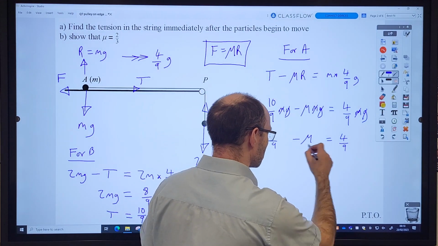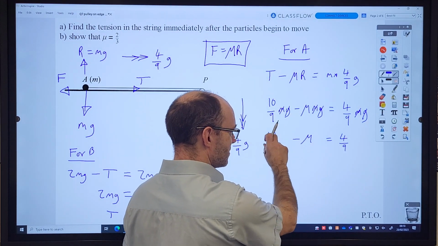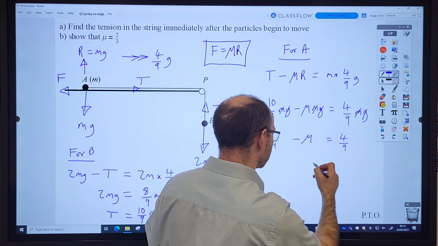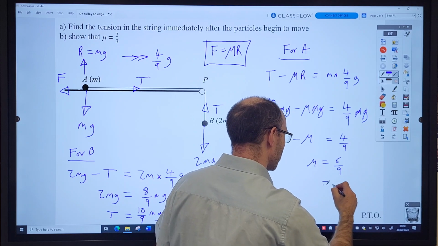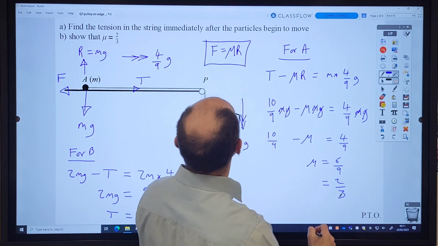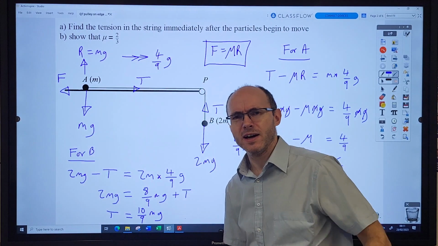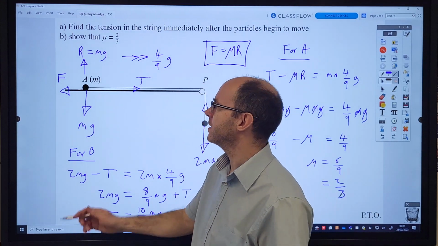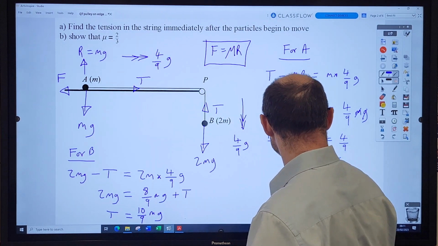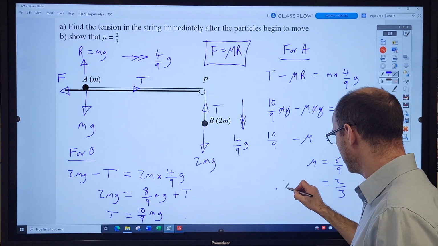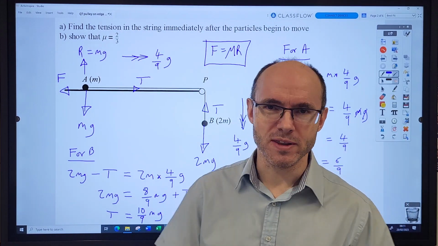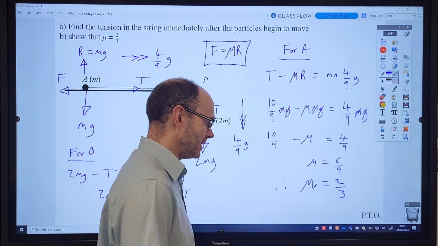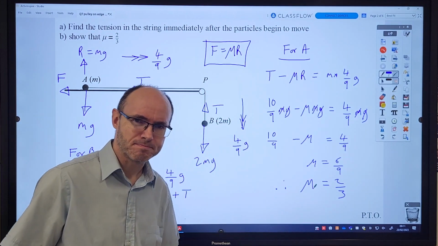So what we're going to have, put the mu onto that side, 10/9 subtract 4/9, so that's going to be 6/9. So mu equals 6/9, which will simplify to 2/3. Yes, isn't that nice? And in a show that question, it's nice when you get the answer you expected. Okay, so I'm just going to put a therefore, because it's a show that question. Basically saying, look, hey, I've done it. That's what the therefore means mathematically. Therefore mu equals 2/3. Okay.